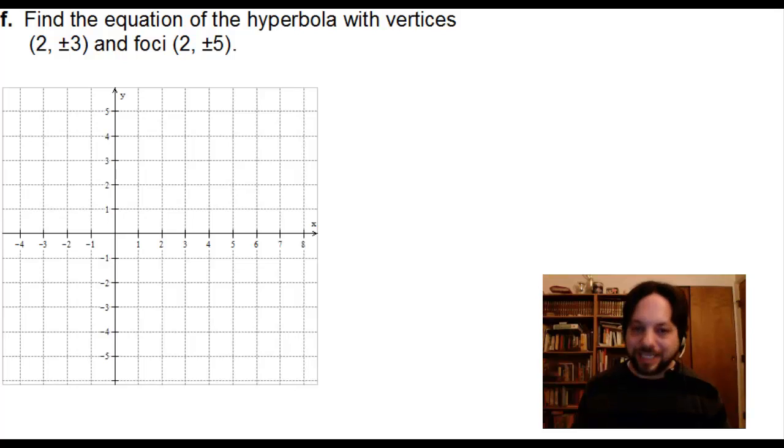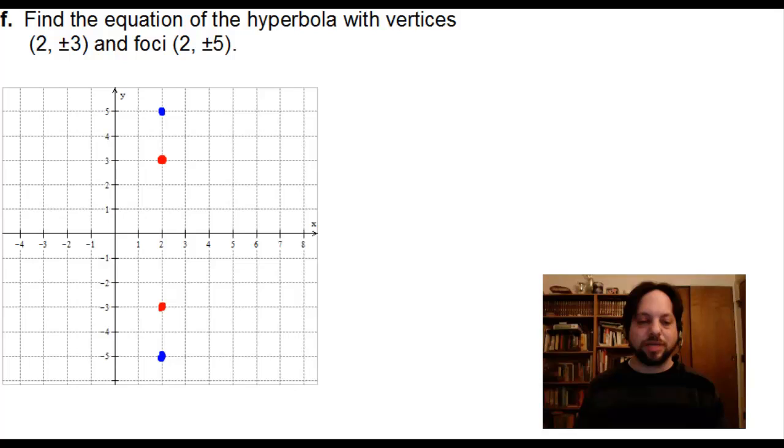All right, in our second hyperbola example here, again, we're given some information. We're given a couple vertices, we're given both of our foci, and based off of all that, we need to find our equation. So, let's go ahead and graph what we know. Our vertices are going to be 2, 3 and 2, negative 3, and our foci are going to be 2, 5 and 2, negative 5.